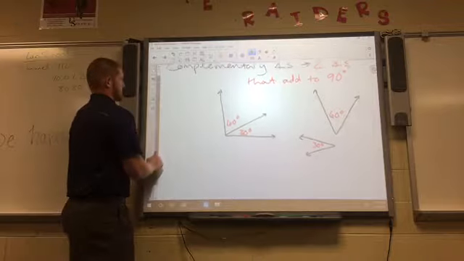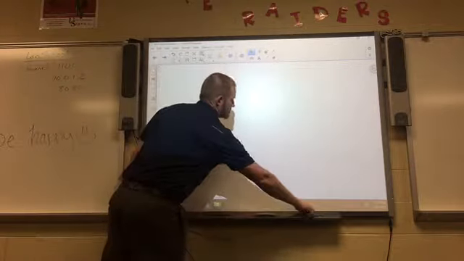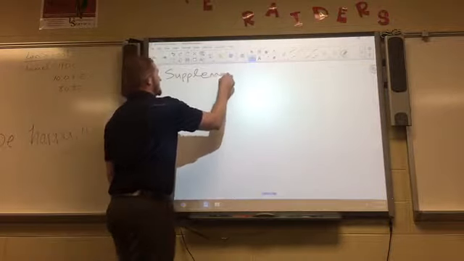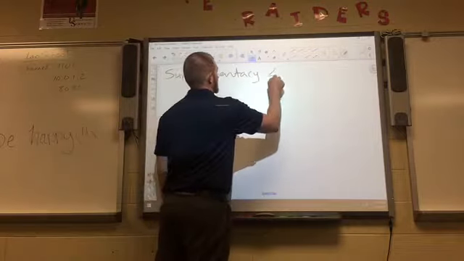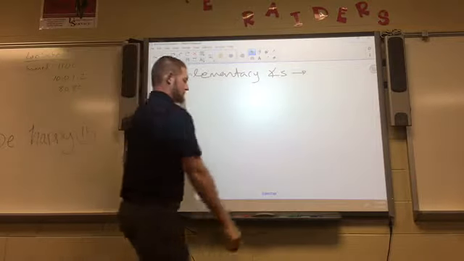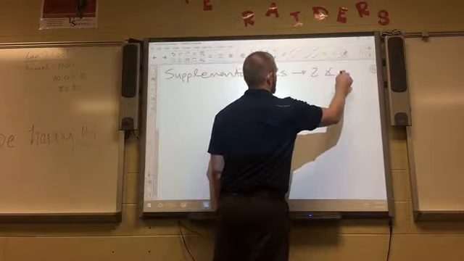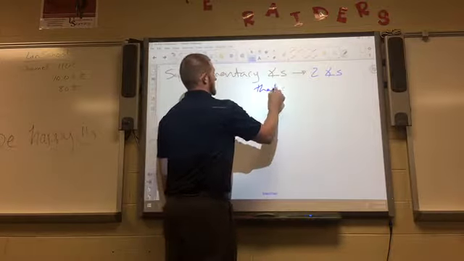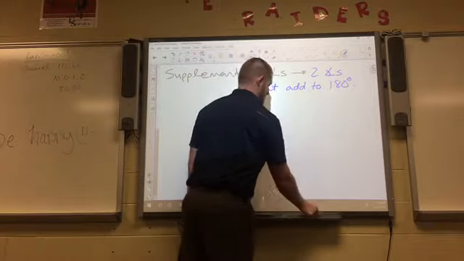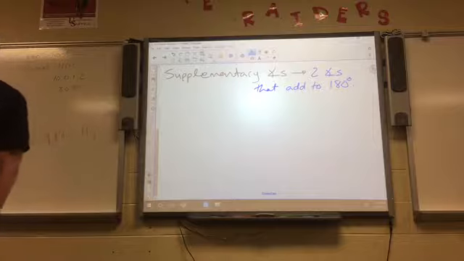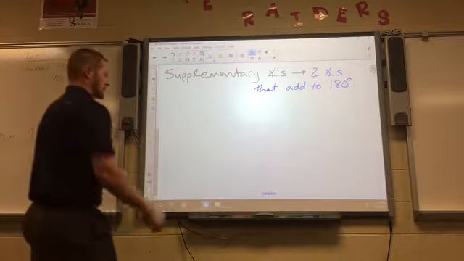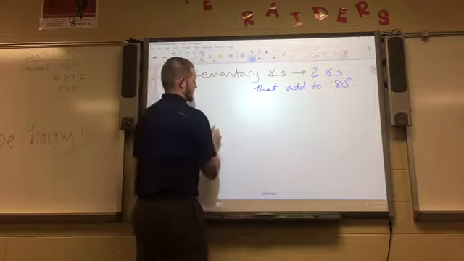Our next definition, which is very similar to that one, is supplementary angles. Supplementary angles are two angles that add to 180 degrees. So what's the only difference? It adds to 180 instead of 90. This one's bigger. Okay, so again, they can be separated.